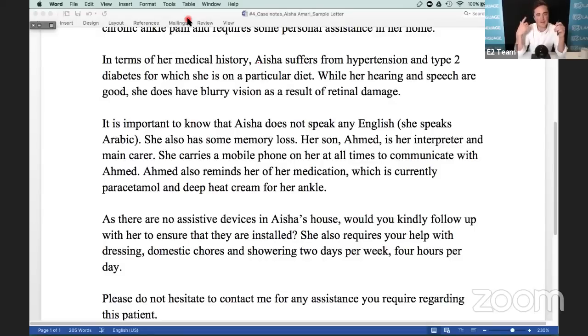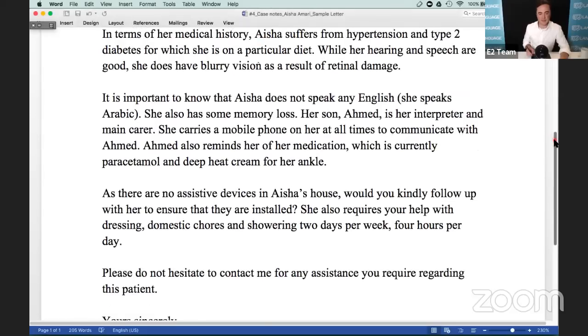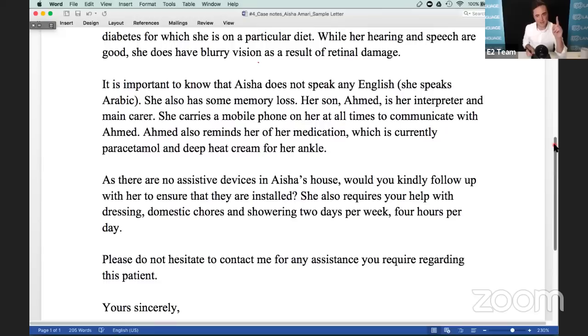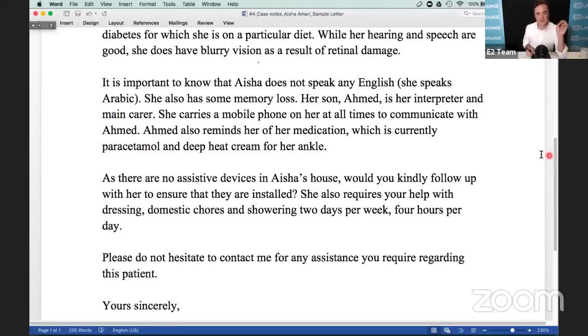So the way that I'm thinking about this for Sharon is I'm saying, hi Sharon, Aisha Amari needs your help because of her ankle. Let me quickly tell you about her past medical history. Let me quickly tell you that she doesn't speak English, but she has a son. And let me then tell you what I need you to do for me and for Aisha. So let's look at the second paragraph there. Let me scroll down. I've outlined the main medical issue, and I've quickly outlined the medical history. Let's look at this third paragraph here.